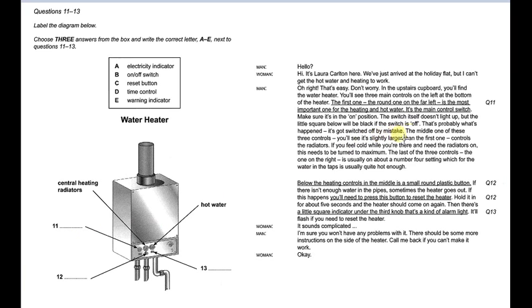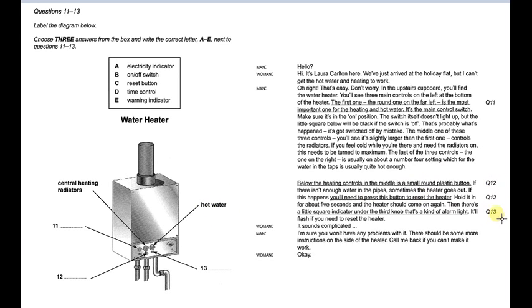Now don't panic here because there's a long period where there's no answers. Okay, notice all of this empty dialogue that isn't actually doing anything. Okay, it says the middle one of these controls controls the radiators, central heating radiators. Okay, the last of the controls, the one on the right, controls the taps, right? For the water in the taps is usually quite hot enough.